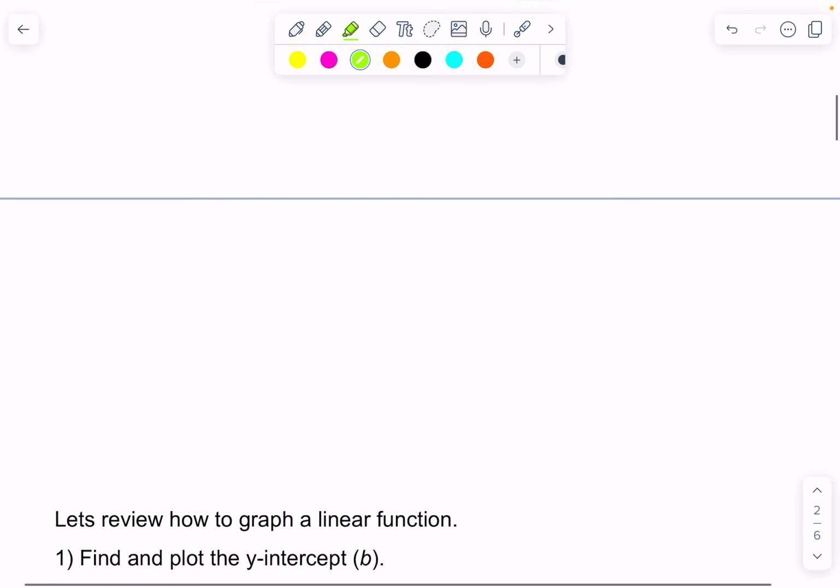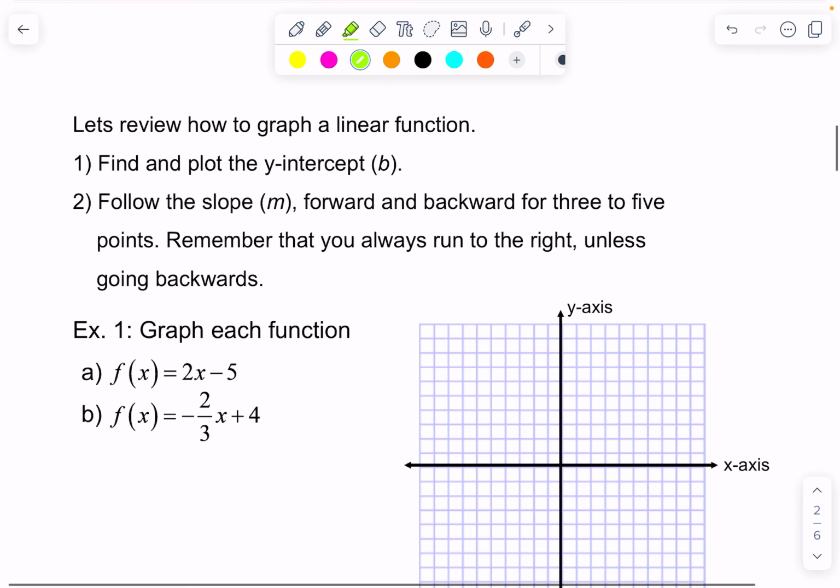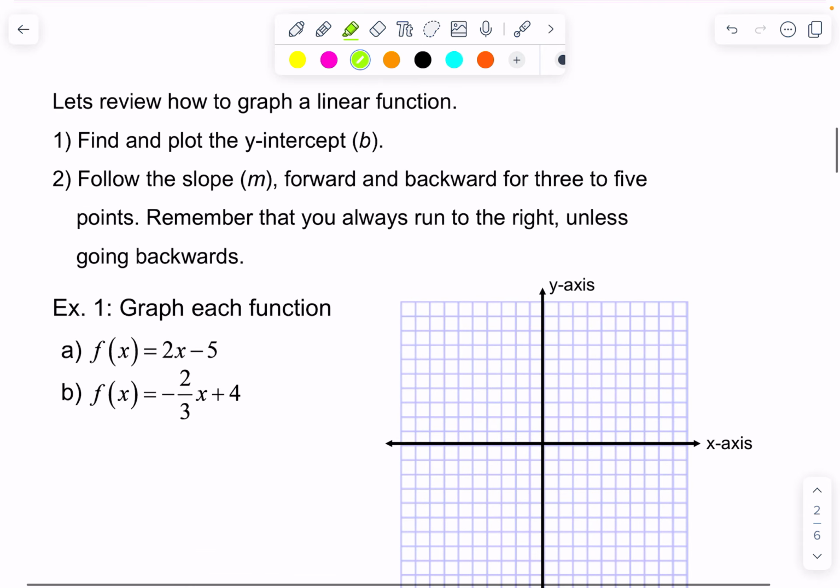All right, let's have a little review of how to graph a linear function. First thing you want to do is find and plot the y-intercept, or b. Next step is to follow the slope both forwards and backwards for 3 to 5 points. Please remember that you always run to the right unless going backwards.